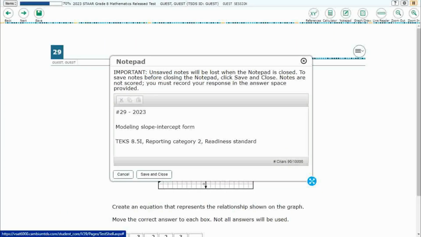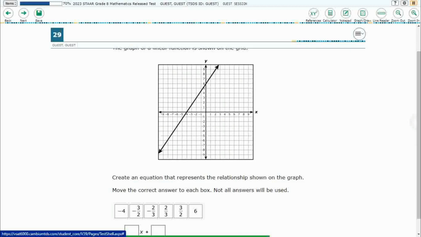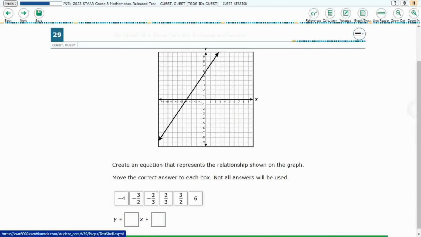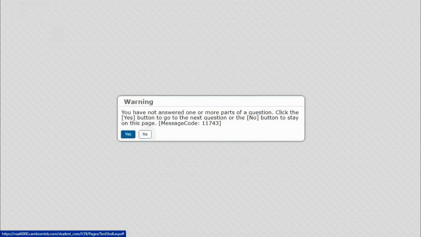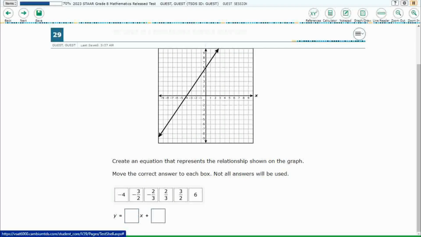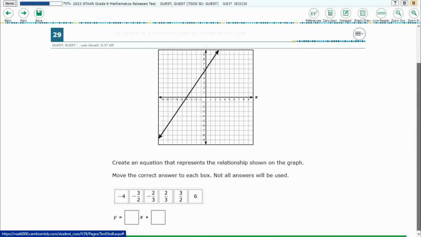Number 29, we are modeling slope-intercept form. This is TEKS 8.5i, a readiness standard in reporting category 2. So we have a graph. We simply need to write an equation here. Notice it is drag and drop. So there's 2 points there, and I can't use a number more than once. So if we try to use just one, it is going to say you have messed up. You've only used 1 point. So let's see if we can get both of these correct here.